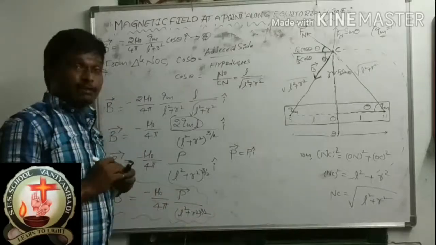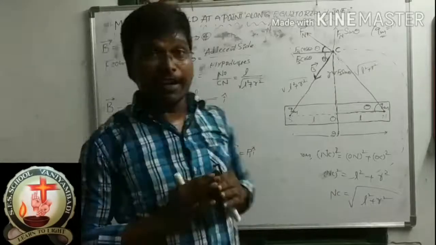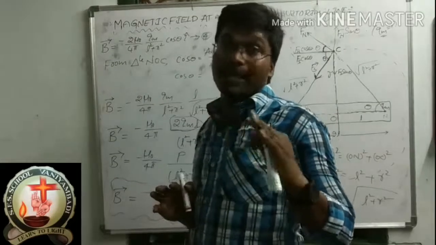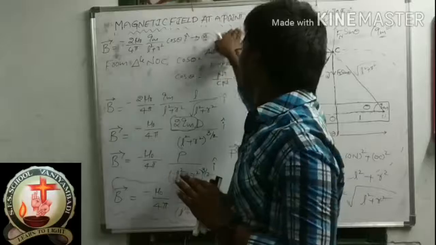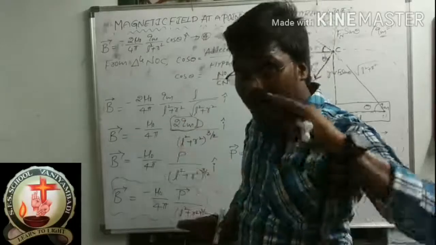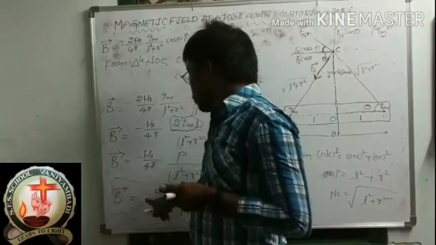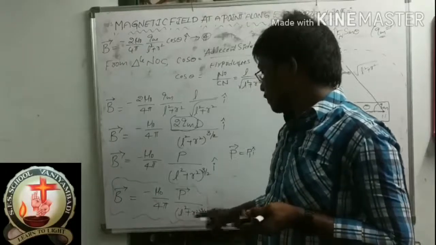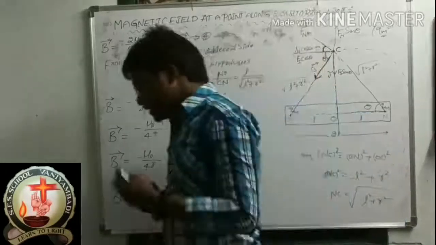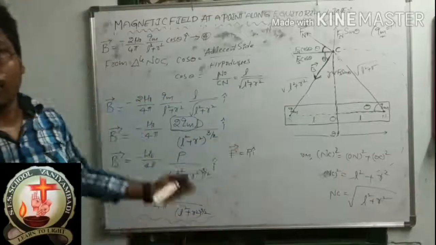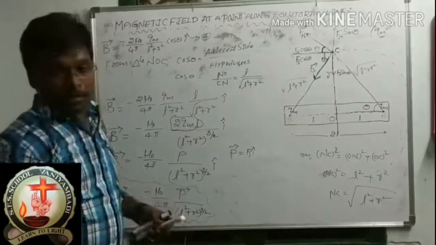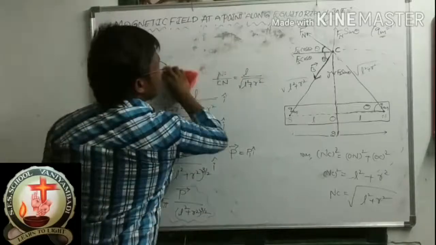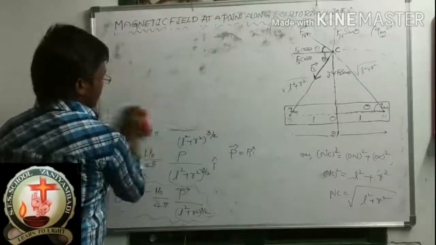This is the final expression of the magnetic field at point C along the equatorial line. What is the final expression? B bar is equal to minus mu naught by 4 pi P bar by L square plus R square whole power 3 by 2. But we can change this one. How can we convert it? Here, which is bigger, L or R?